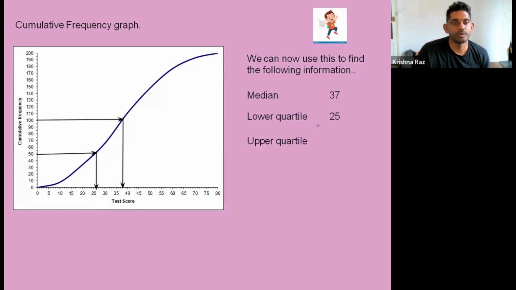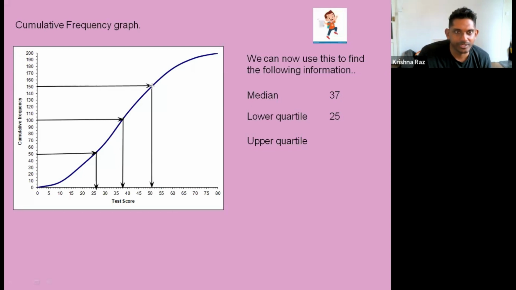And then we've got the upper quartile. Which person will be a quarter from the top? If a quarter is 50, 200 take away 50 is, well done, 150. So you go to 150 on the graph, and we draw across with a ruler if you're doing it on paper, and down, and we get to, hopefully, 51.